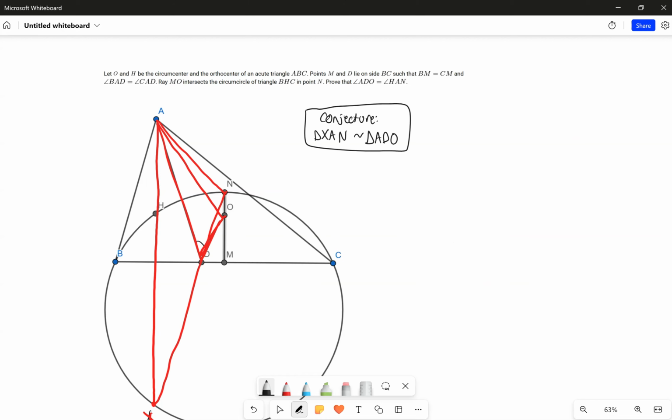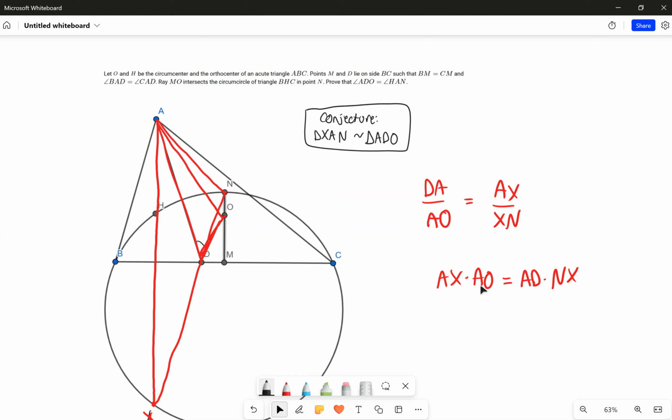Well, what other methods of similarity are there? Well, we already have one angle, so we are motivated to use the SAS similarity method. Basically, since we proved that angle DAO is equal to angle AXN, we want to prove that DA over AO is equal to AX over XN. That's what we'd like to prove. Cross multiplying both sides gives us AX times AO is equal to AD times NX.